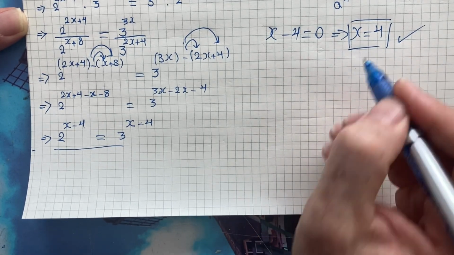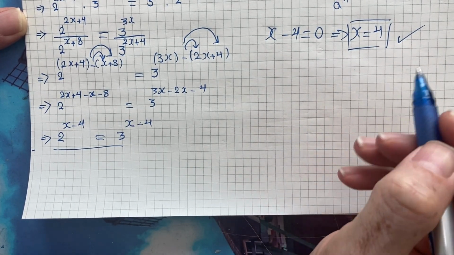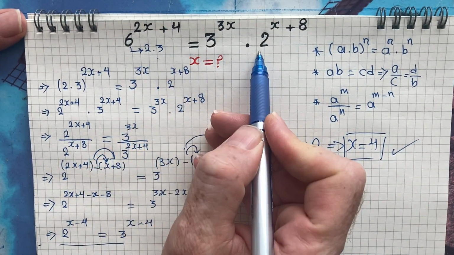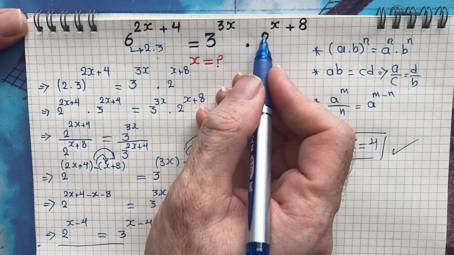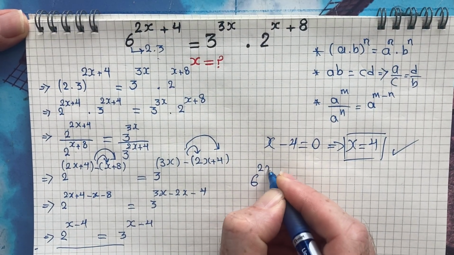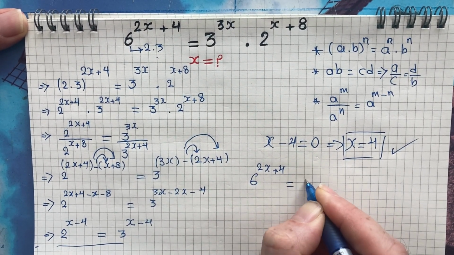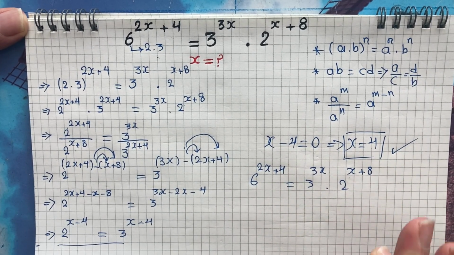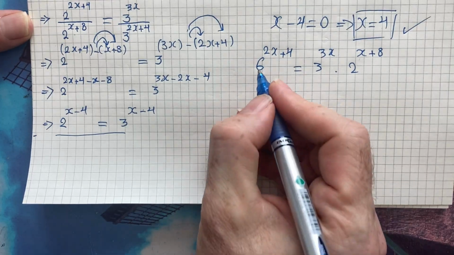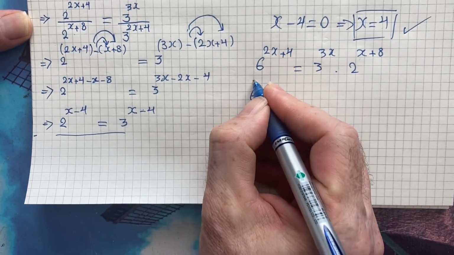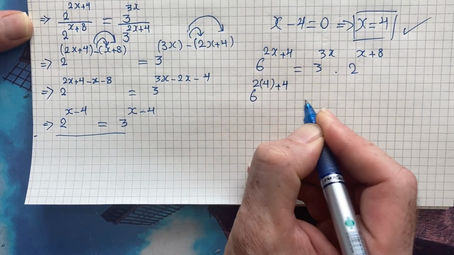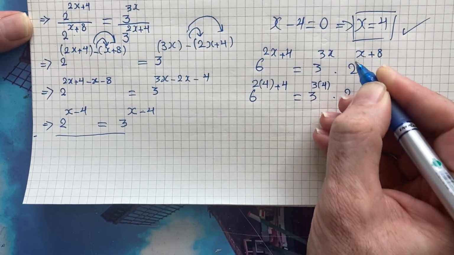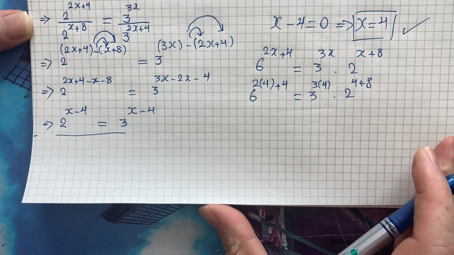But wait, we need to check whether this is a valid answer or not. To check, we need to plug the answer in the original equation. What is the original equation? 6 raised to 2x plus 4 equals 3 raised to 3x times 2 raised to x plus 8. Let's do it. So I write 6 raised to 2 times 4 plus 4 equals 3 raised to 3 times 4 times 2 raised to 4 plus 8, right?